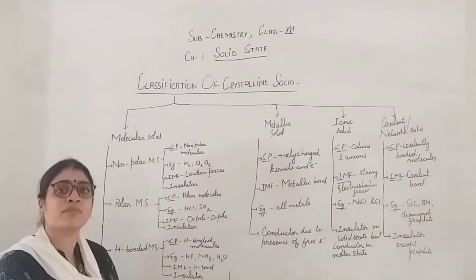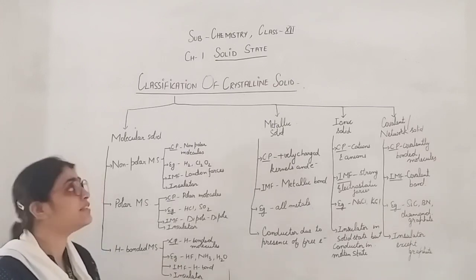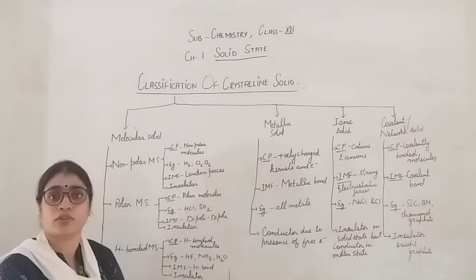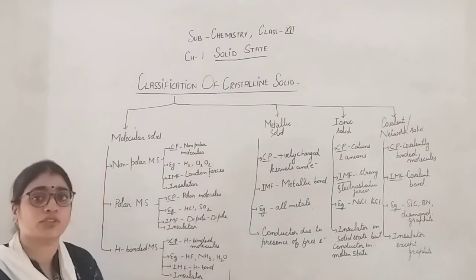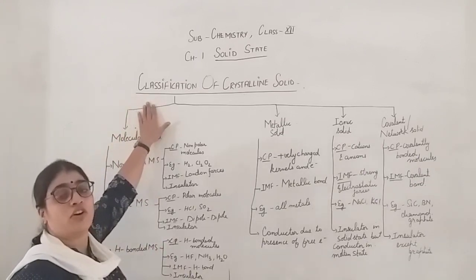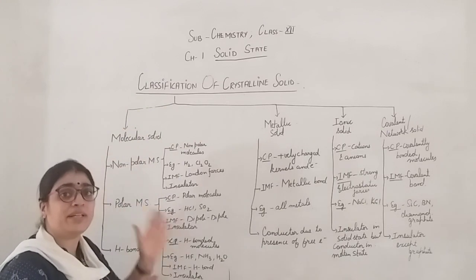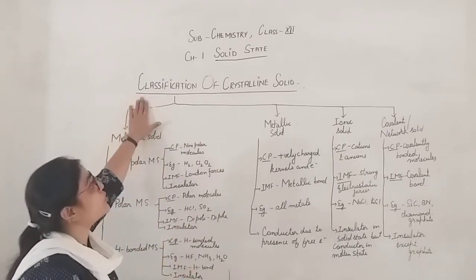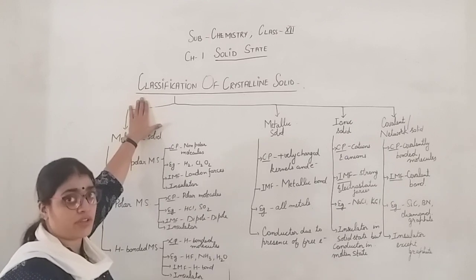Namaste bachcho. In last class we started chapter 1, Solid State, and there we discussed two types of solid, that was crystalline and amorphous solid. Today we will be discussing the classification of crystalline solid. The complete chapter will proceed with crystalline solid. So our topic for today is classification of crystalline solid.